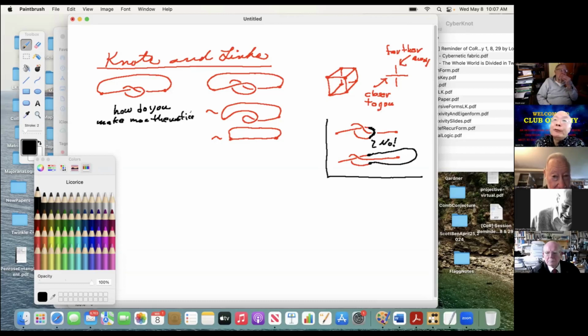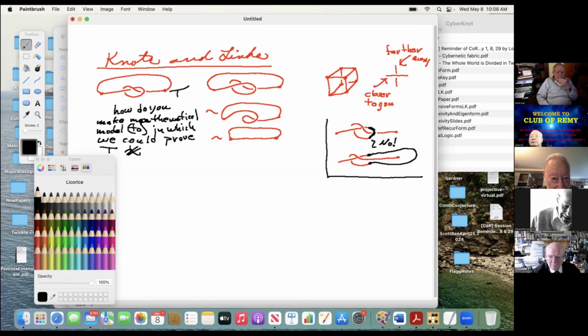Does it matter for the number, even number or odd number of those crossovers? Just one moment. I'm trying to write what I was saying, and then I take it's a little slow. How do I make a mathematical model in which we could prove that T here, the trefoil knot, is not equivalent to an unknotted circle?